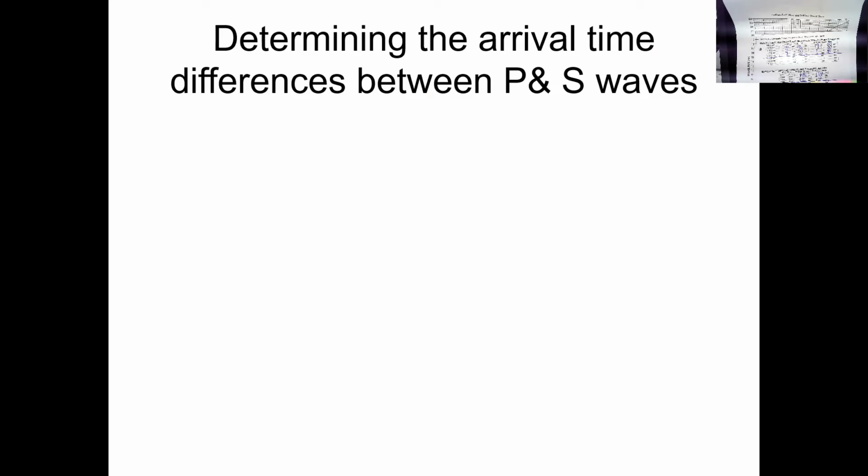So those first ones just said, what is the travel time? Or how far can the wave travel in this amount of time? Now I'm going to change it up, and it says determining the arrival time difference between the P and the S wave. What does that mean? Any idea? You want to give it a whirl?